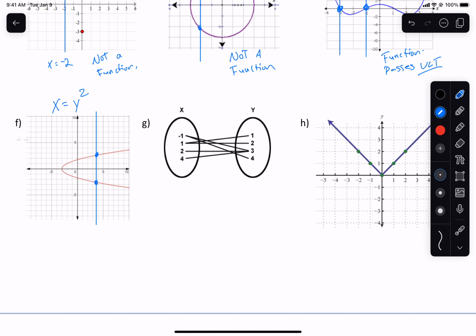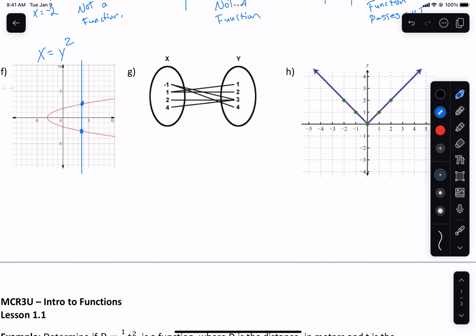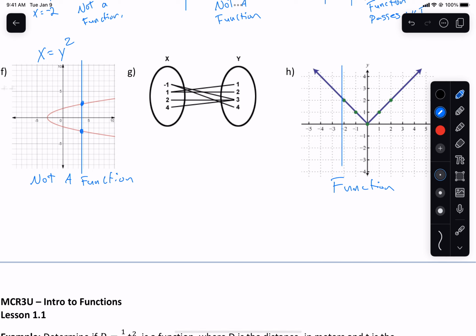Why don't we do H and then we'll come back to G, because I'm sure some of you are stressed looking at G, so we'll come back to that in a second. This graph here, function or not a function? It is a function. The other one, H. H is a function, and it is a function because it passes the vertical line test.